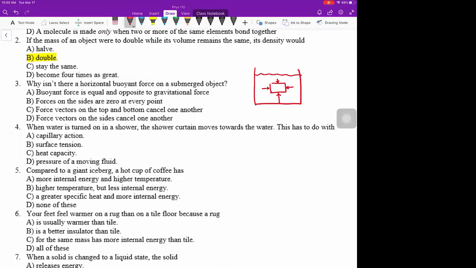So what will be the answer for this? The force on the sides cancels one another, so you don't move right and left. You're only moving up and down because there's only a difference on the up and down. The sideways forces are going to be the same.